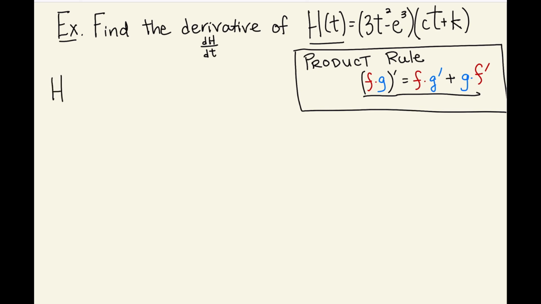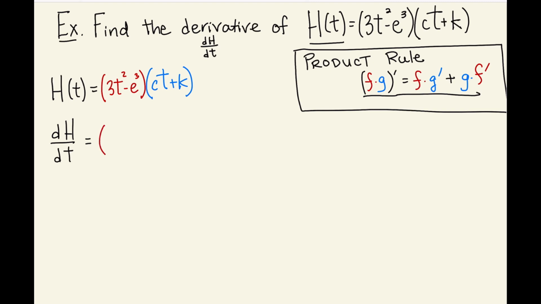So let's note the product structure here. h of t is equal to (3t squared minus e cubed) times (ct plus k). So dh/dt, the derivative of h with respect to t, is equal to f. So I'm going to call this function f. Looking over the product rule.